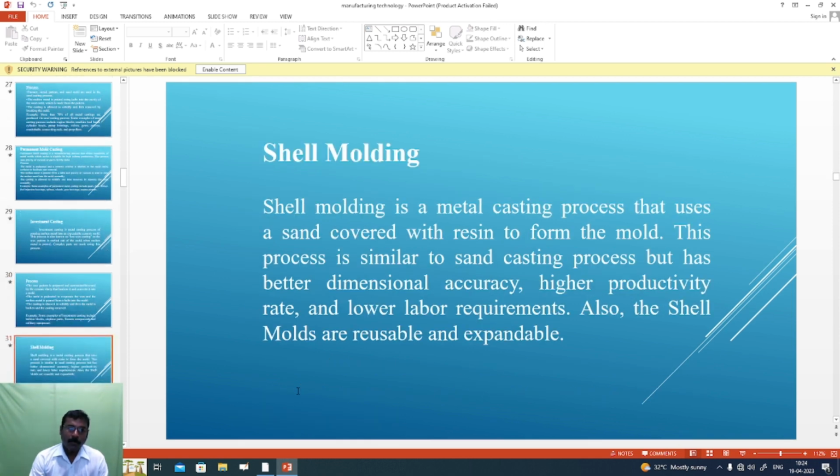Shell molding. Shell molding is a metal casting process that uses sand covered with resin to form the mold. This process is similar to the sand casting process but has better dimensional accuracy, a higher productivity rate, and lower labor requirements. Also, the shell molds are disposable and expendable.